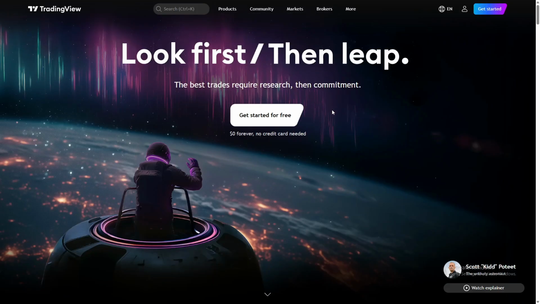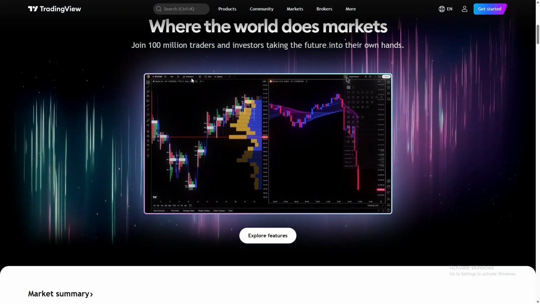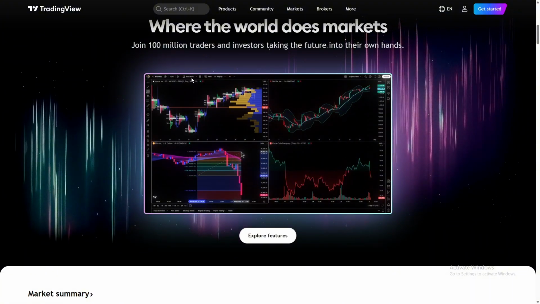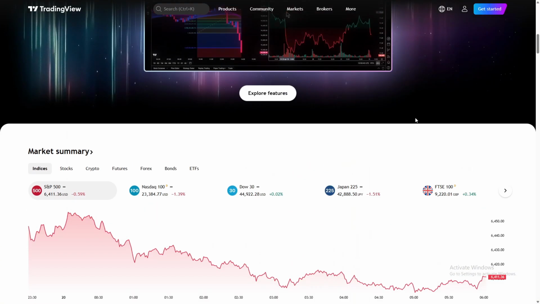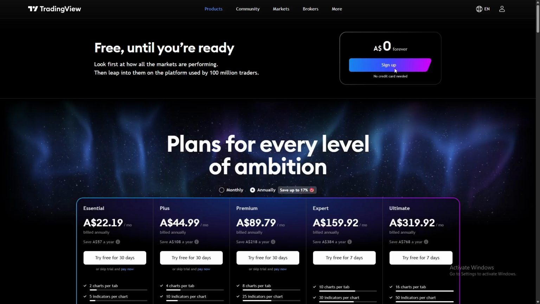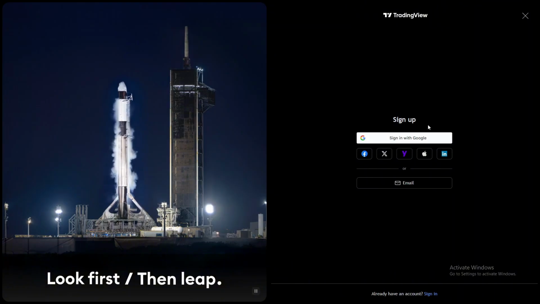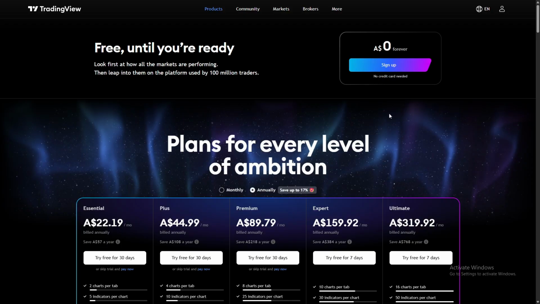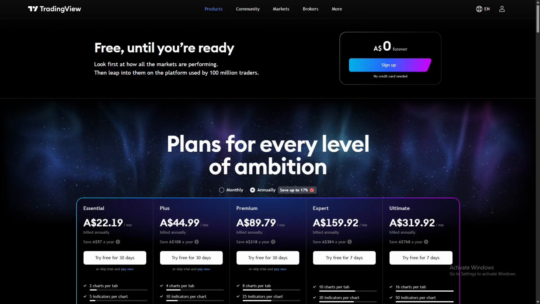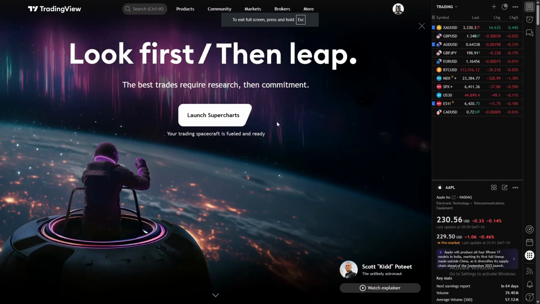So the first thing I recommend doing is getting onto TradingView. This is the first thing you should do as a trader: get on TradingView. Make sure you have an account. You can get the premium version, but you can also just get started for free. Click this, sign up with Google, do whatever you need, sign in. Once you've signed into TradingView, now we're at the home page.